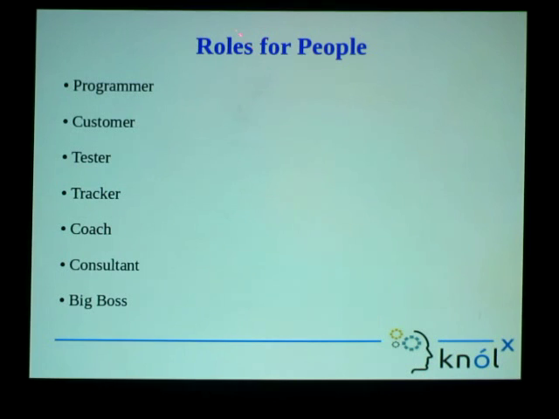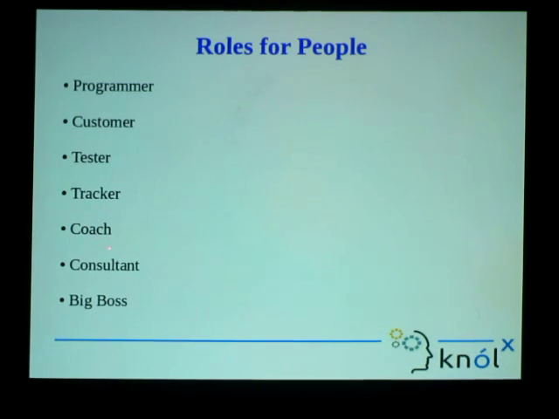Next is roles for people. I'll just go through them quickly. There are programmers who actually code. There are customers who actually own the project. Testers who do the testing for the project. Trackers are the people who keep track of the whole product and how the development is going on.